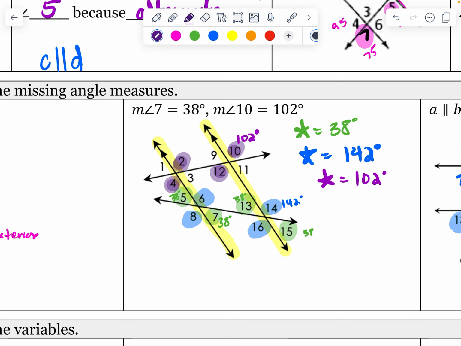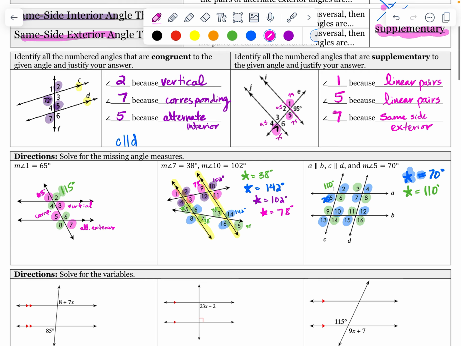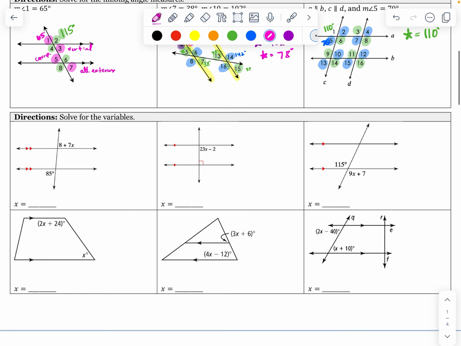And then let's see, that means 9 and 11 are going to be the same. And what is that? 180 minus 102 is 78 degrees. Okay, so that's us using this to figure out all my puzzles here. Beautimous. Now, we can also do the same thing with math.